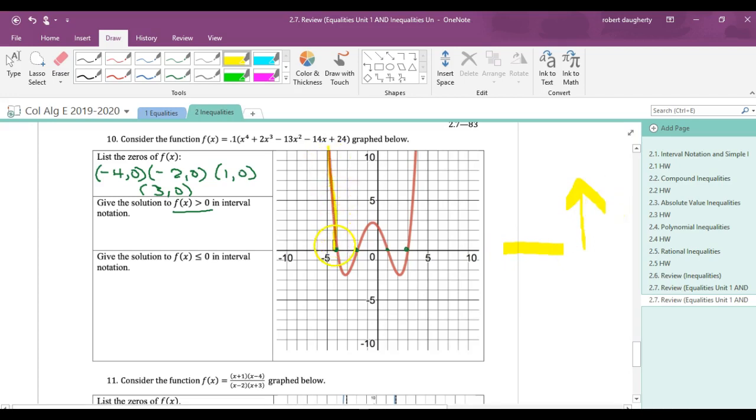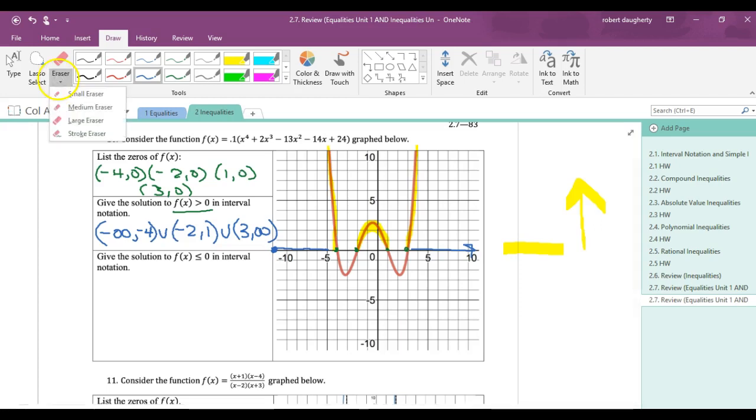So I'm looking for things that are above the x-axis. It looks like I've got 3 pieces of this graph that are above the axis. And it says greater than, not greater than or equal to. So this first interval, you start over here on the left. I am above the axis all the way until I get to -4. So from negative infinity to -4, I'm above the axis. And then it looks like I'm above from -2 to 1. And then from 3 to infinity, I'm also above the axis. So 3 to infinity. That's when I am above the axis.